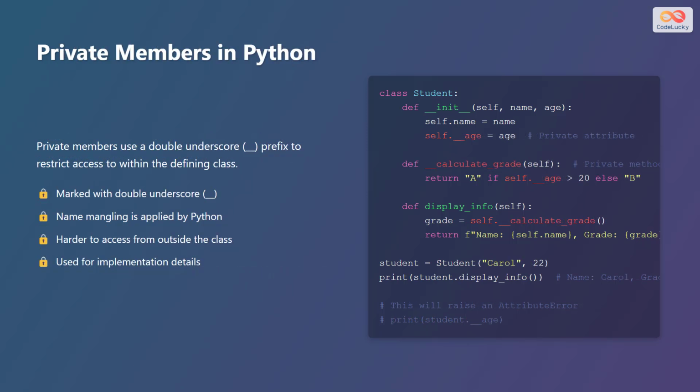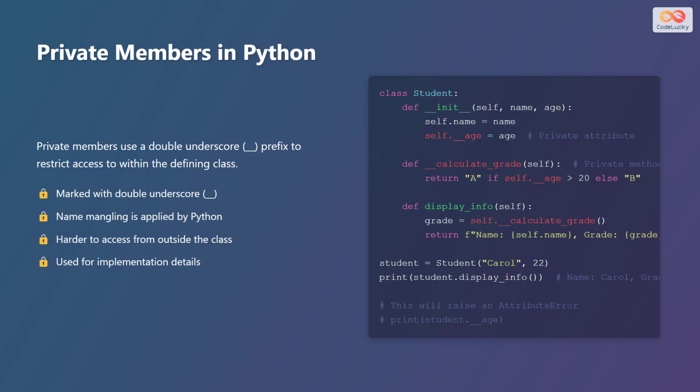Finally, let's explore private members. Private members use a double underscore prefix to restrict access to within the defining class. Python applies name mangling to private members, making it harder but not impossible to access them from outside the class. Private members are typically used for implementation details that should not be directly accessed or modified from outside the class.